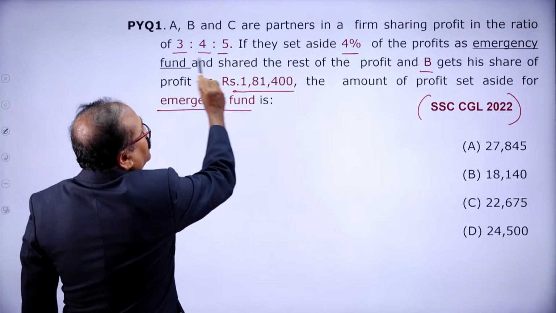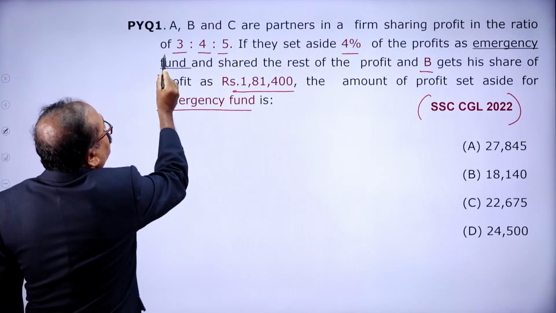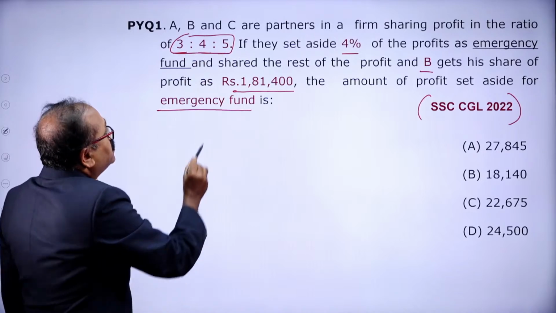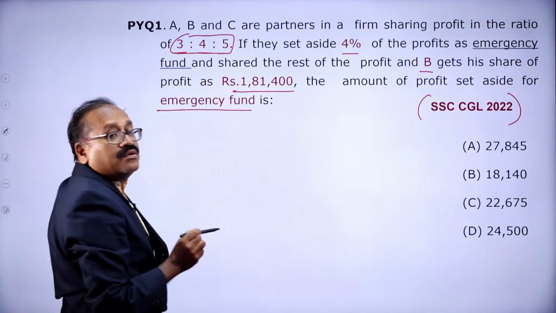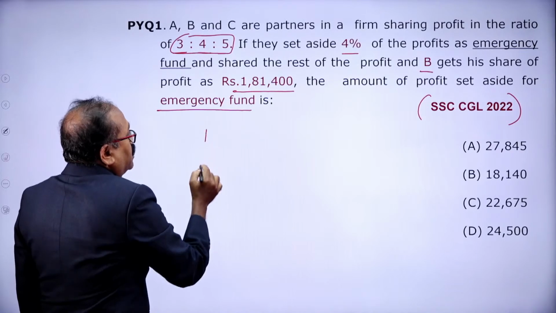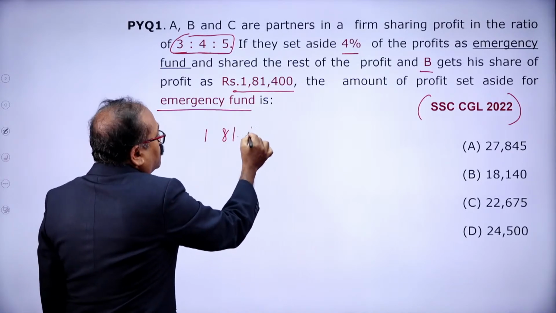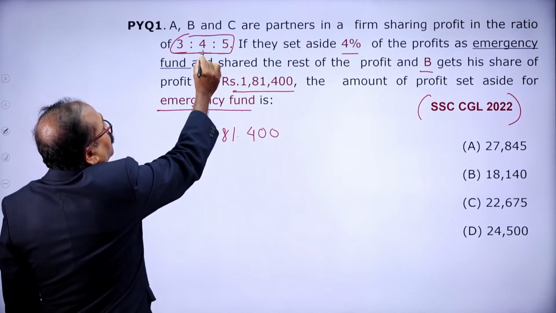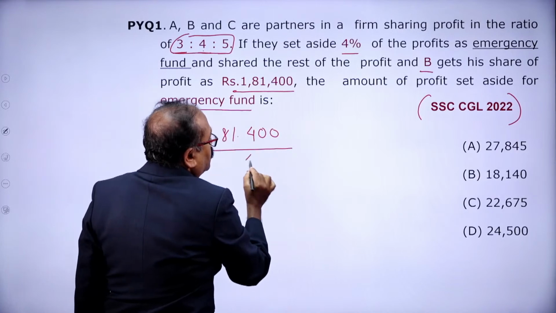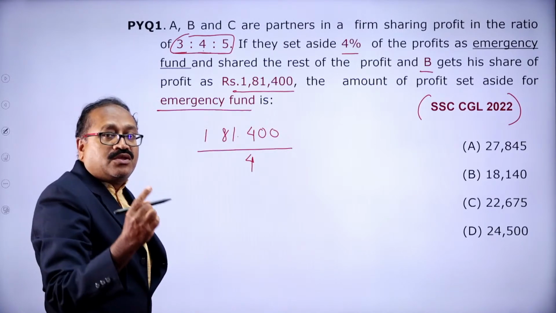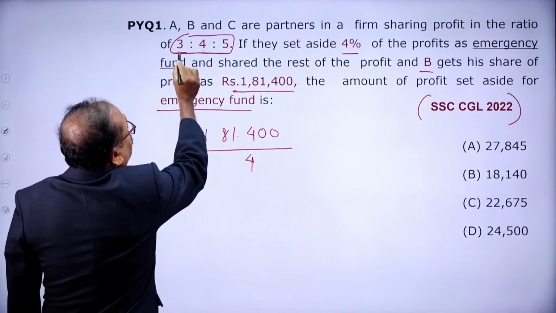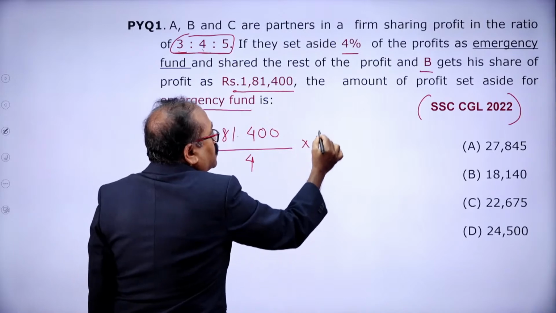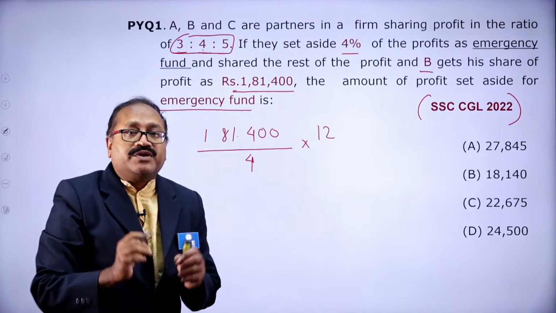Here it says we have a profit in the ratio of 3:4:5. This is a profit ratio. What is this profit? This is the profit of B. So I will start from here. 1,81,400. This is how many parts? B's profit, 4 parts. Divide this by 4, you will get 1 part. In order to get the total profit, how many parts? 3 plus 4 is 7, plus 5 is 12. So take the 12 parts and you are getting the total profit.